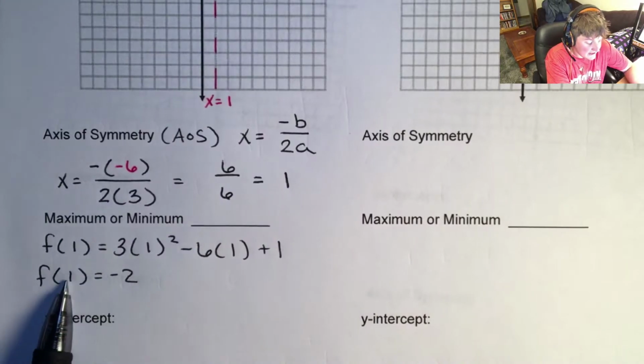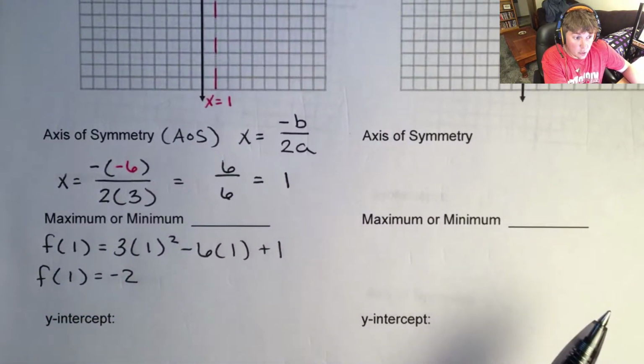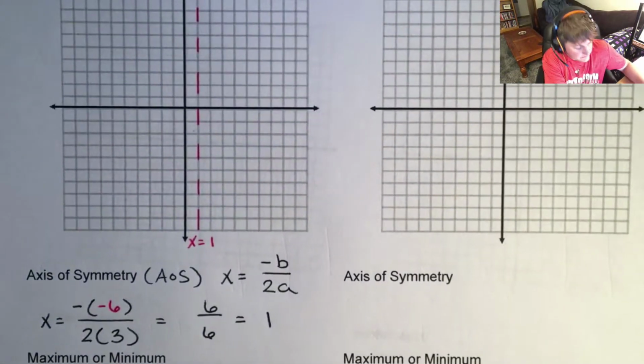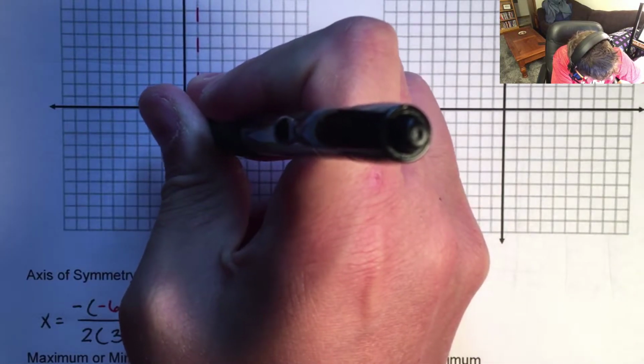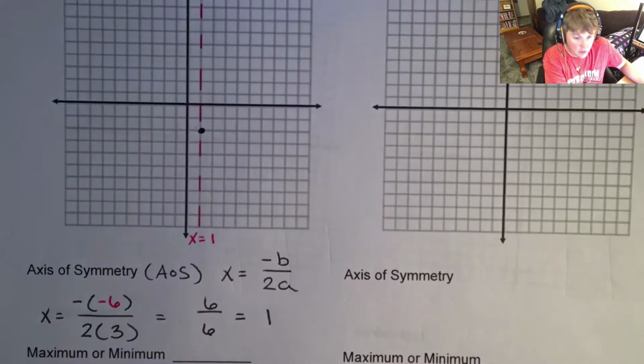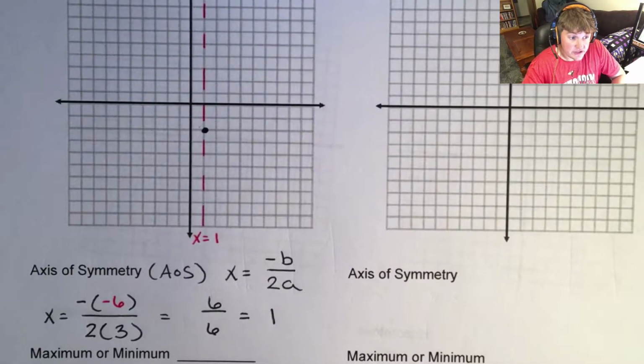That means when x is 1, the y value is negative 2. Okay, so we can graph that ordered pair, right? So graphing that ordered pair, 1, negative 2, is going to be right here. Okay, so this is my vertex, okay?